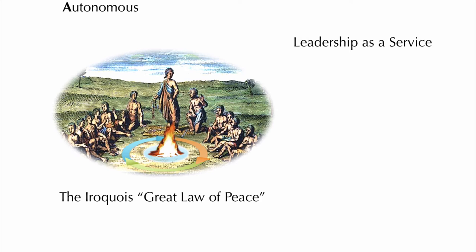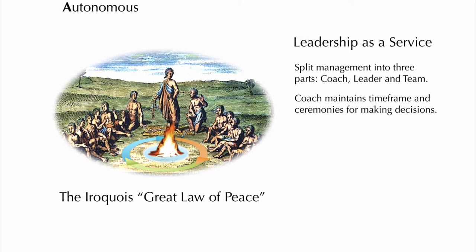In fact, we already use this pattern as part of our agile planning poker games. It works like this. We put a person in charge of decision-making timeframes and protocols. The Iroquois called them a war chief. We'll call them a coach. If the team can't reach a unanimous decision within the required time frame, there's a second role. The Iroquois called them a sachem. We'll call them a leader.